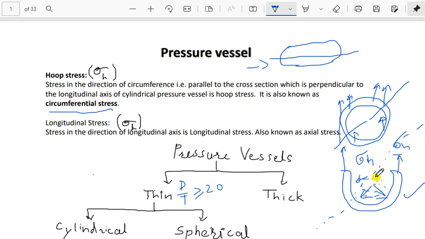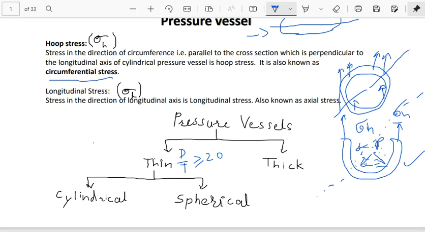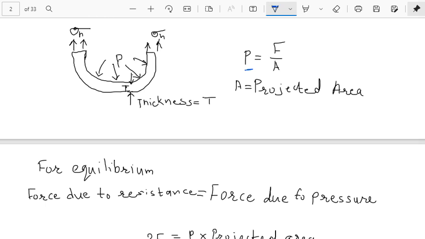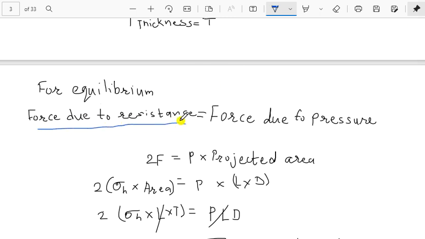You know that this hoop stress is counteracting the force due to inside pressure. So we will equate the force due to inside pressure with the resistive force because of this stress, the resistance due to the inside strength of the material. Here you can see on the next slide. You know that this is the inside pressure. We will equate this force due to inside pressure with the resistive force. That means the force which creates internal resistance, or stress, inside the material.